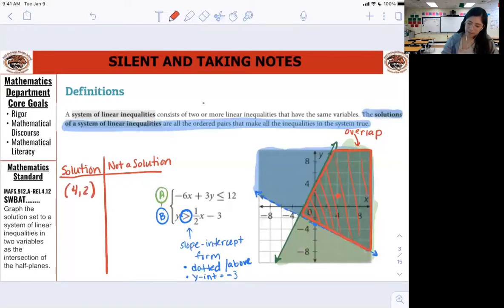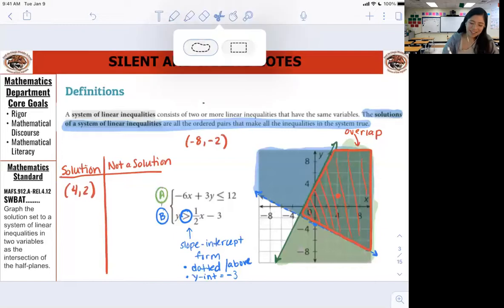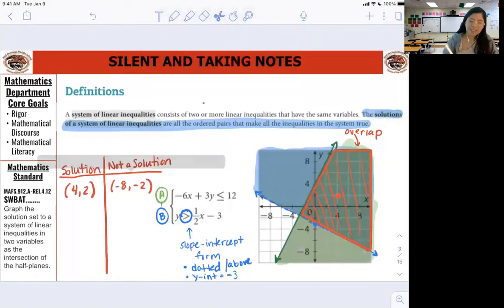What about, again, I'll make it easy, (-8, -2)? If it was lava, then you wouldn't want to be in there. Also, it's not in that solution. Okay, so instead of lava, let's make it the safe space. I love that. Yes, that is my safe space. So (-8, -2), well, that's over here. (-8, -2) is not in the solution. It's not in the safe space.